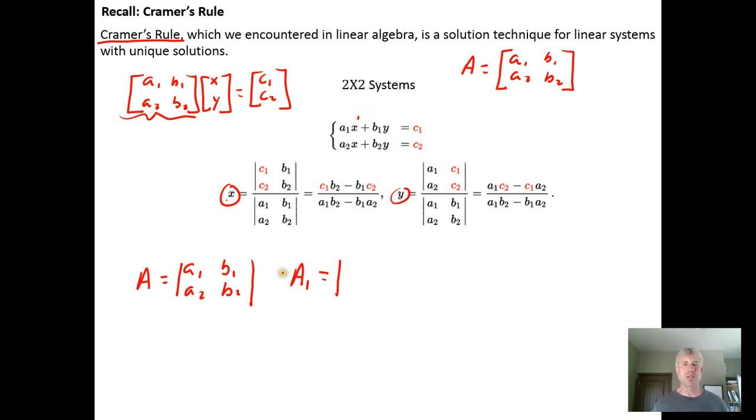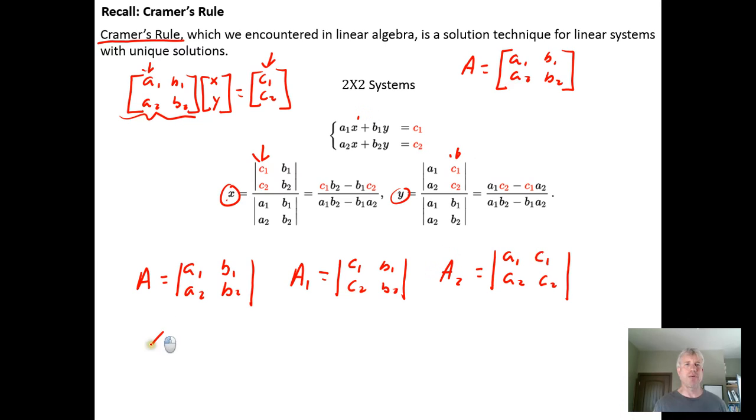And the way that we created this matrix was we replaced the first column of A with the c sub 1, c sub 2 vector. So we did c sub 1, c sub 2, b sub 1, b sub 2. We calculated this determinant, and then we created another determinant, A sub 2 we usually called it. And then we left the first column of the coefficient matrix alone, and we replaced the second column of it with c sub 1, c sub 2.